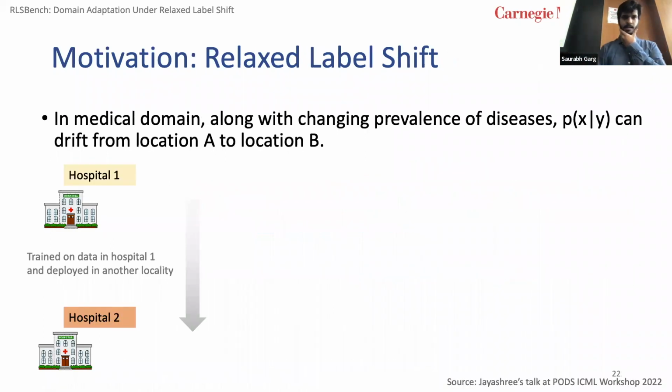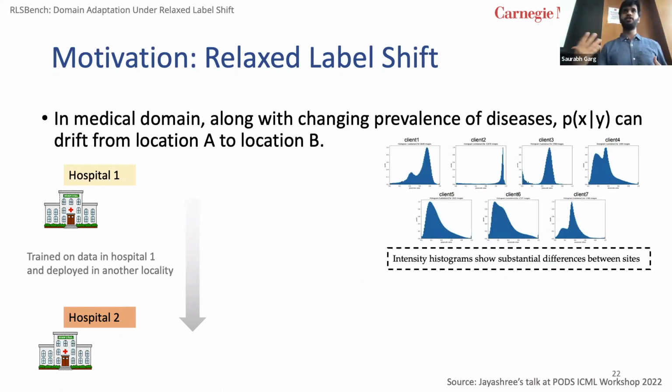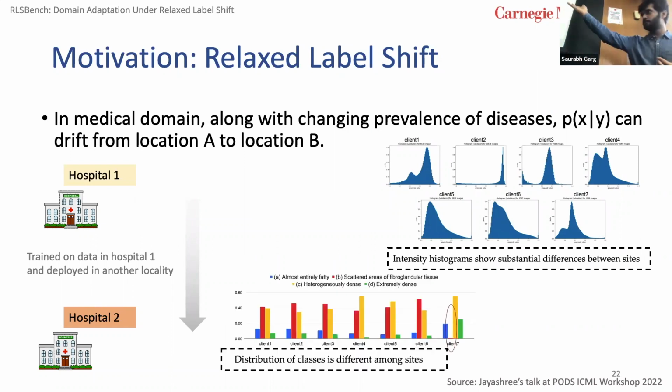Okay. So what is the motivation for why we want to relax and allow for shifts in P of X given Y? Let's imagine that when the distribution shifts from hospital 1 to hospital 2, along with changes in class prevalences, if I were to plot a per-pixel intensity histogram for each of the classes, averaged uniformly, then we do see that for different hospitals, due to differences in the techniques that they use for radiography, imagery, and things like that, the histogram plots differ a lot. And this is real world data.